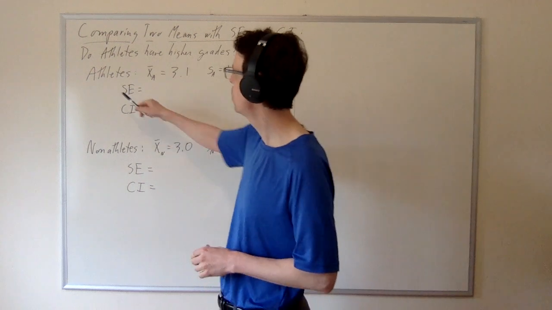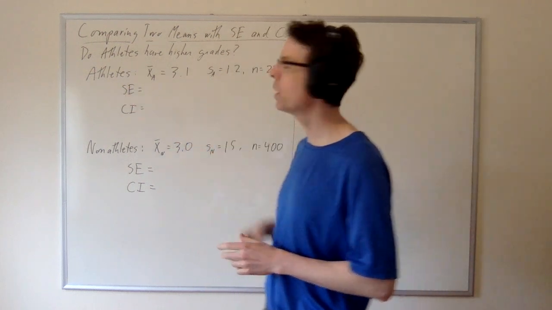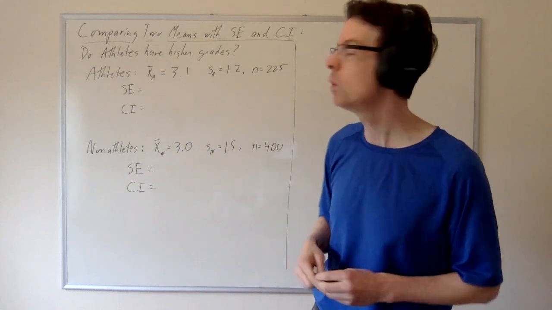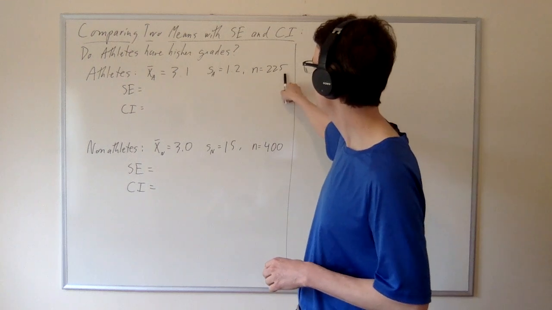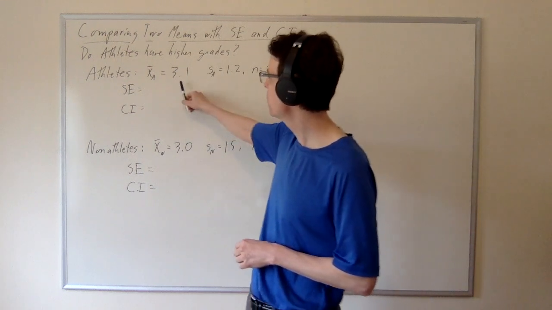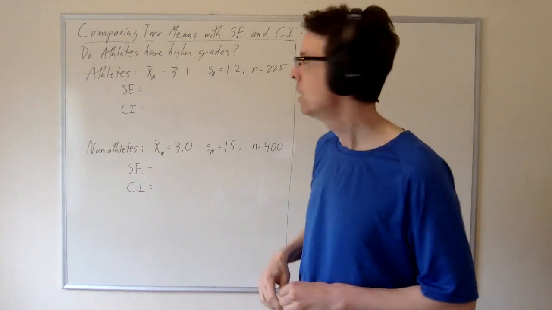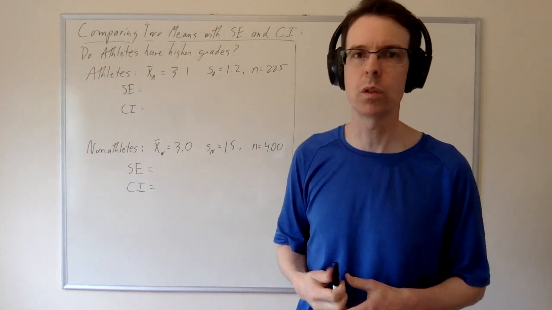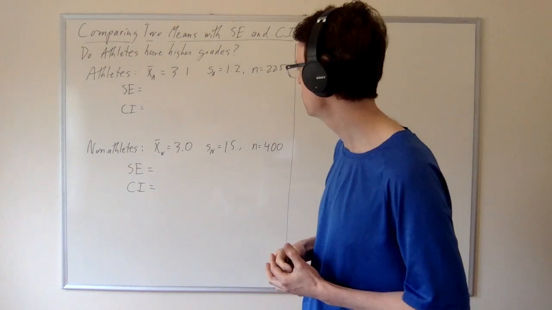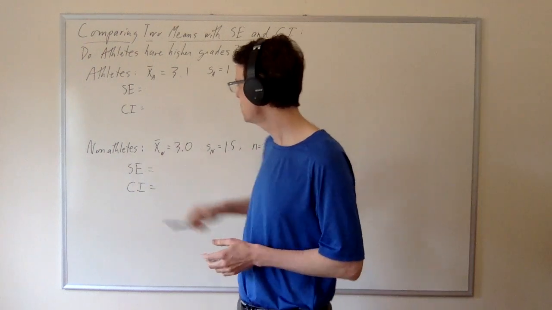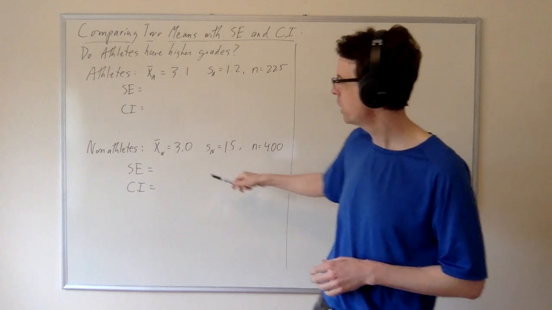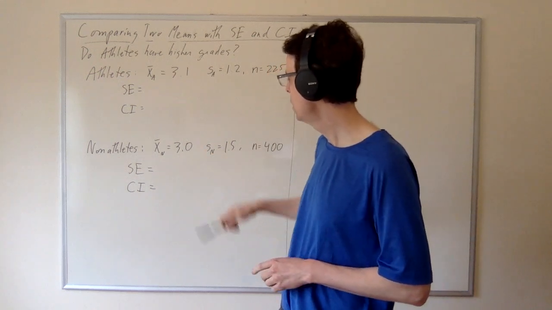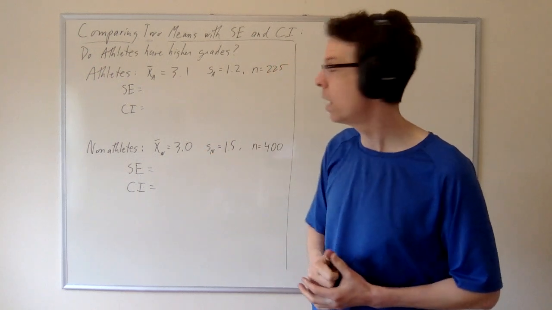Let's assume that at this school, we have a population of athletes, and we've measured some of them, but not all of them. We've sampled some of them. We've sampled 225 athletes, and we get an average GPA of 3.1. This will come with a standard deviation. Let's assume that the standard deviation is 1.2, which is quite a lot of variability, but that's possible. For non-athletes, let's assume that we've sampled 400 of them. We get an average GPA of 3.0 and a standard deviation of 1.5.